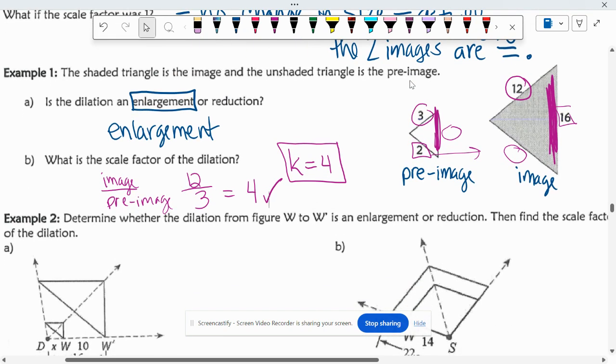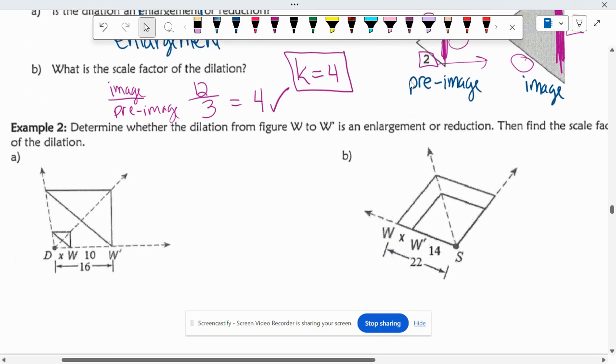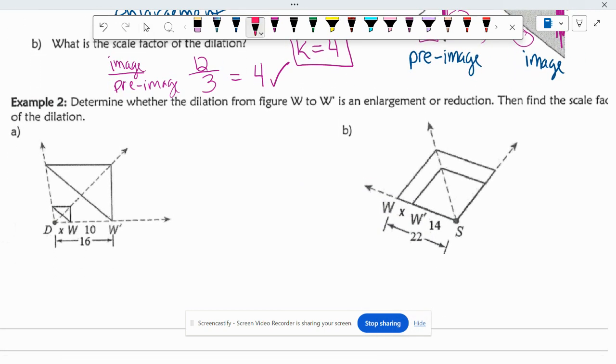Is everybody good with that? Does this make sense? Okay. So now you're going to determine whether the dilation from W to W prime is an enlargement or a reduction. So W is this little tiny triangle down here. W prime is the larger triangle. So let's figure out, first of all, if it's an enlargement or a reduction. What do you think, Nathan? So this is the first image. This is the pre-image. And this is what I did to it. Go ahead, Draco. It's an enlargement.